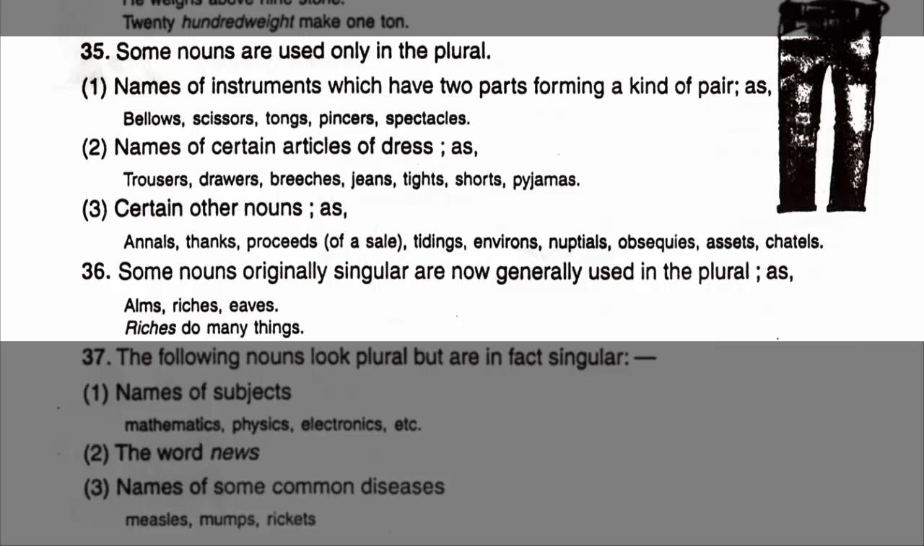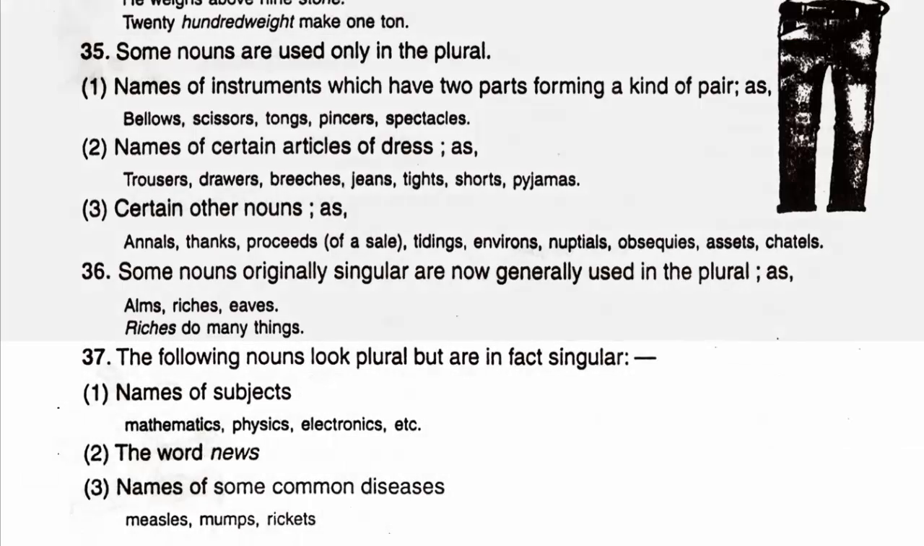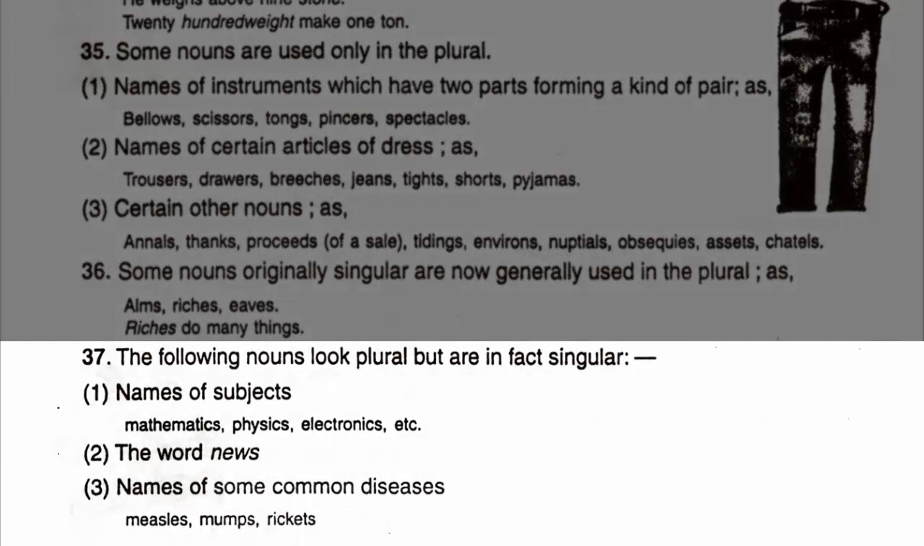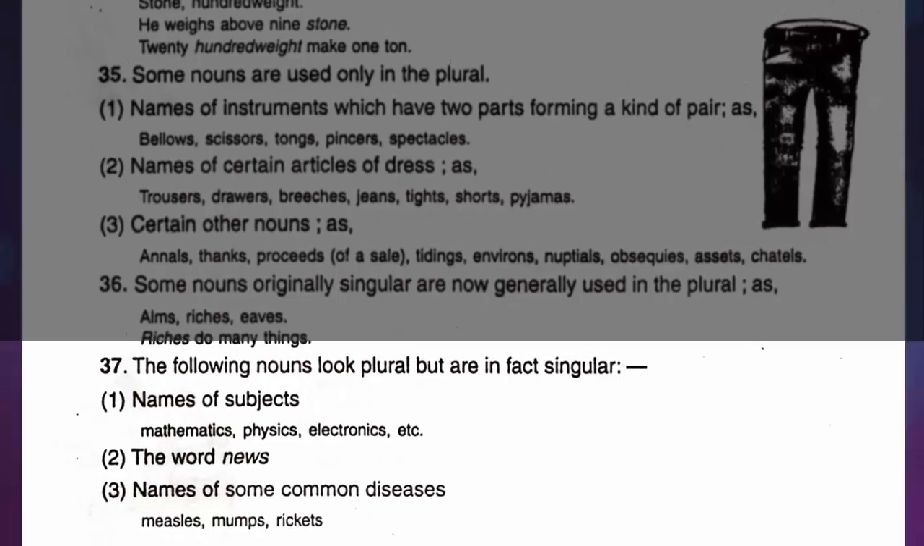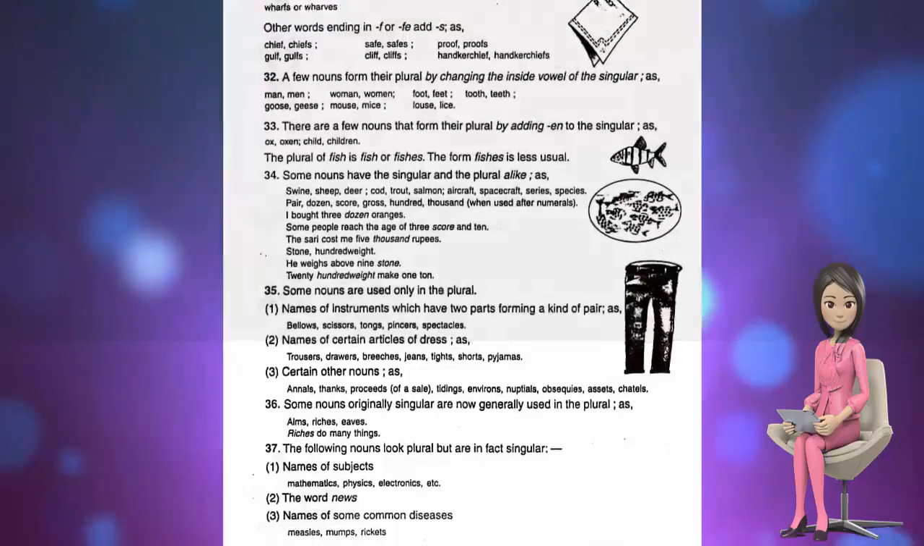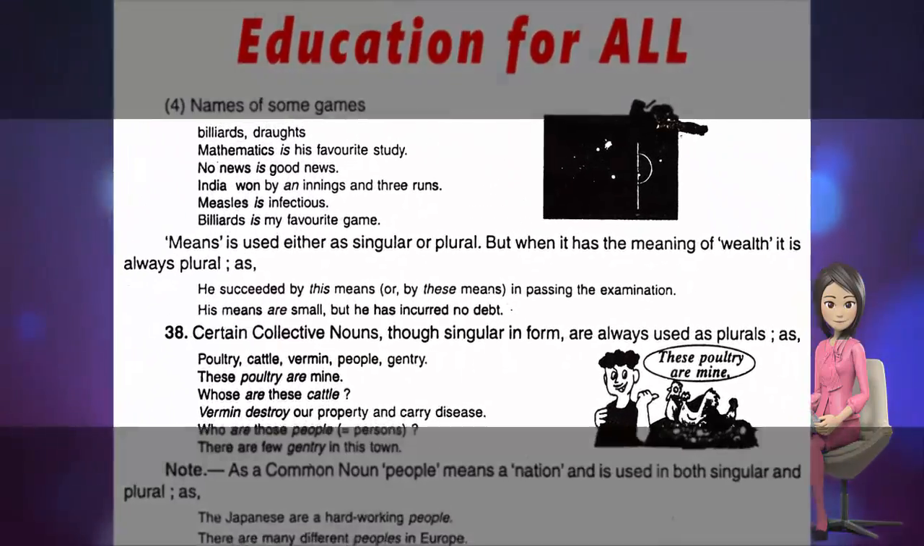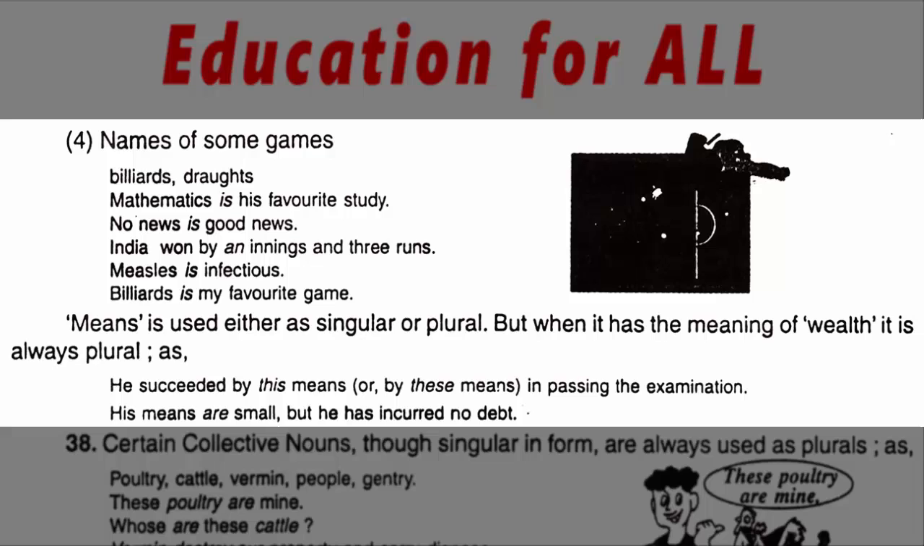Some nouns originally singular are now generally used in the plural. As alms, riches, eaves. Riches do many things. The following nouns look plural but are in fact singular. 1. Names of subjects. Mathematics, physics, electronics, etc. 2. The word news. 3. Names of some common diseases. Measles, mumps, rickets. 4. Names of some games. Billiards, draughts.